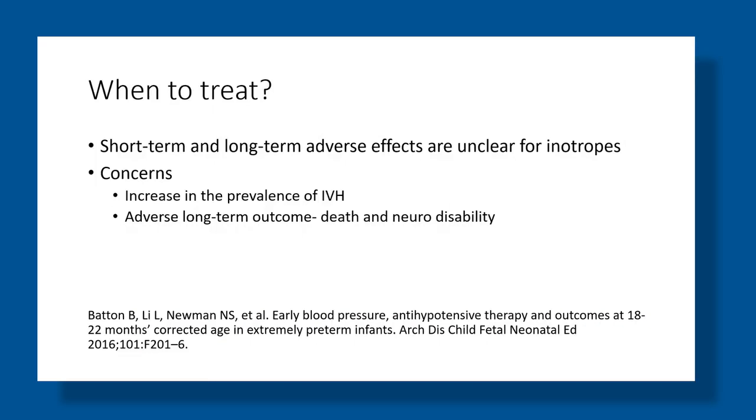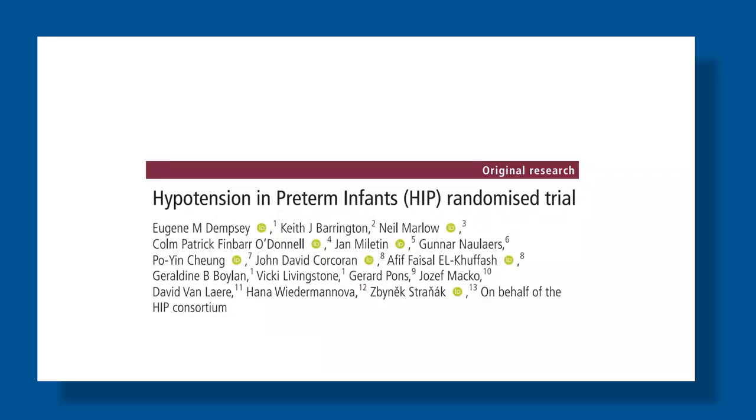So this has been a controversial area because to treat hypotension, we have to use inotropes, and nobody knows about the short-term and long-term adverse effects of inotropes properly. Especially in extremely preterm babies, there have been concerns related to increase in the prevalence of intraventricular hemorrhage, and also whether there could be adverse long-term outcome related to death and neurodisability in this group of vulnerable babies.